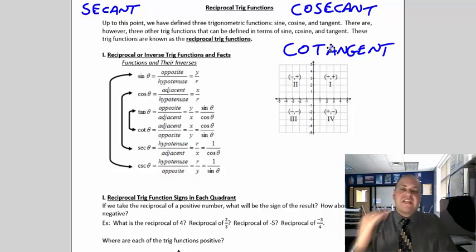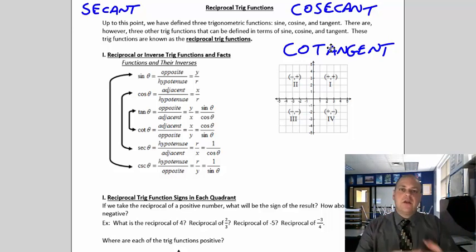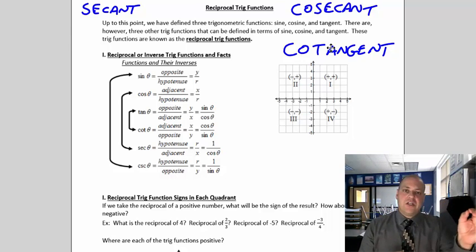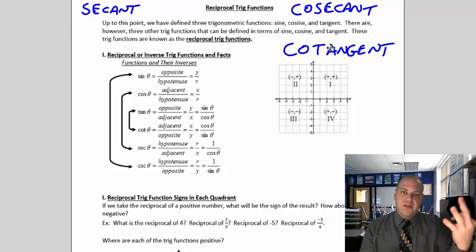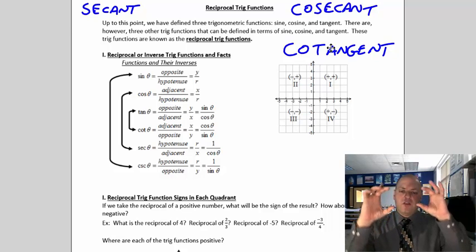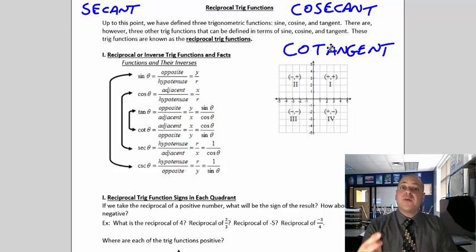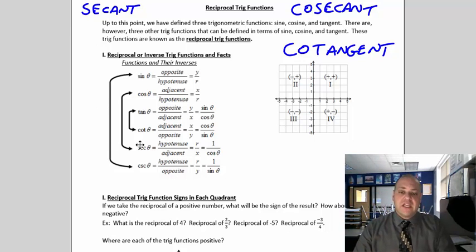So, we have 6 total trig functions. That's it. We won't be adding any more. There are 6 total trig functions: sine, cosine, tangent, cotangent, secant, cosecant. 3 of them we already know. 3 of them are new today. Why do we learn sine, cosine, tangent first, then cotangent, secant, cosecant? Why do we learn them like that? It turns out that the 3 new ones we're going to do today are the reciprocals of the 3 you already know. And here's the linkage.